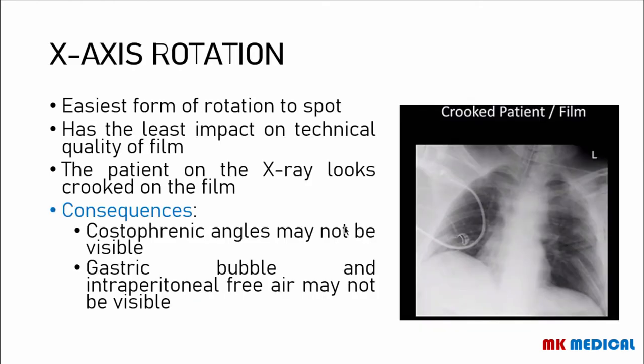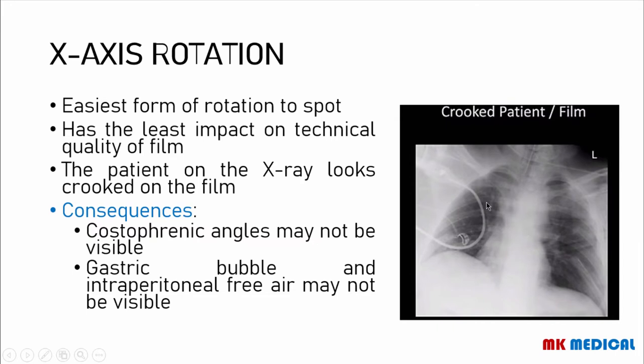So we'll begin with an x-axis rotation, which is obviously the easiest thing to spot on the X-ray, and this is the one that has the least impact on the technical quality of the X-ray. The only thing is that the patient is going to appear crooked on the film. So as you can see here, it appears as if the patient is crooked on the X-ray film.